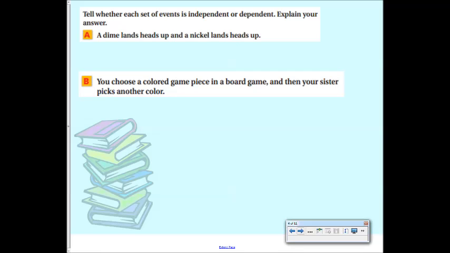Okay, letter B. You choose a colored game piece in a board game and then your sister picks another color. Dependent. Why is that dependent? You're taking a part out. So picture, what's a board game that has pieces? Monopoly. So they're not colors, right? But let's say, does anyone have a lot of siblings? I have 3. Diego, how many siblings do you have?